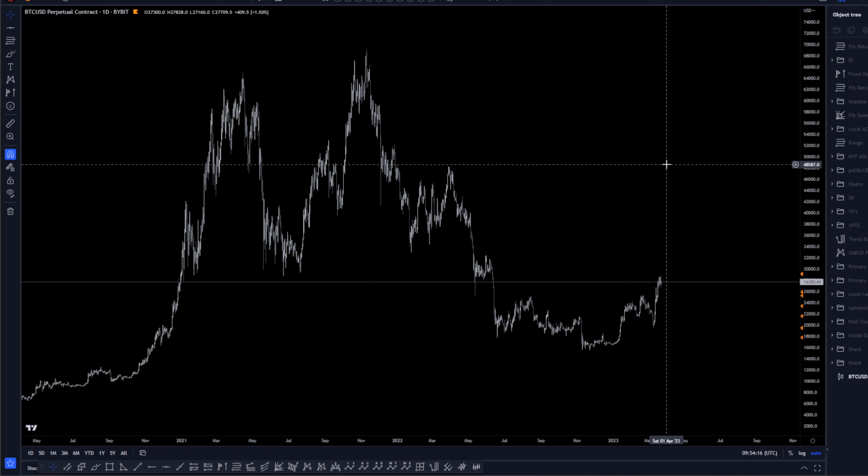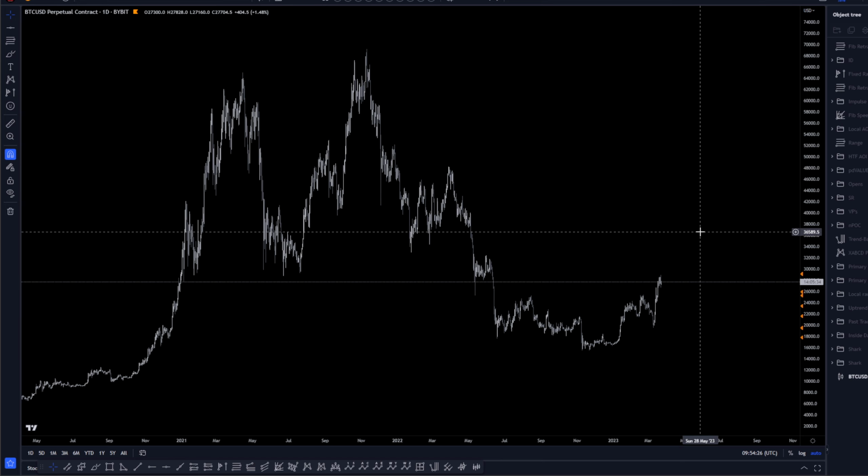Now that's out of the way, we've had a little bit more fun on the old Bitcoin chart, haven't we? So today we're going to run through what's happened, where we are now, and what I am looking for next in terms of trade setups.